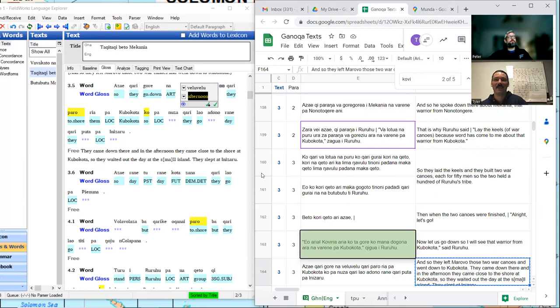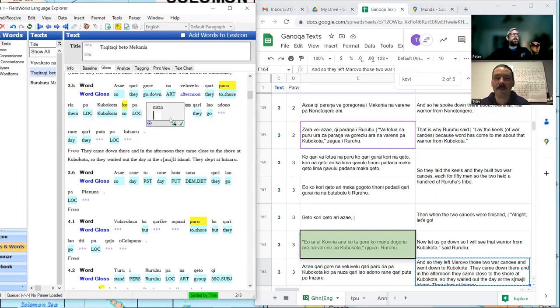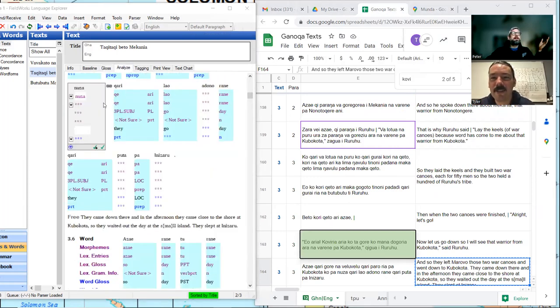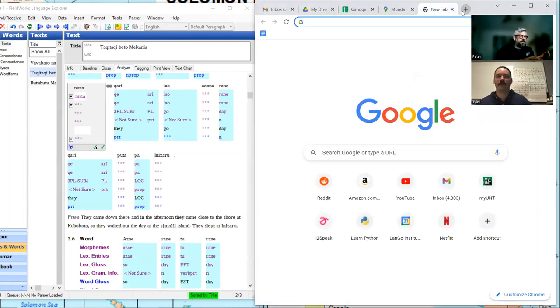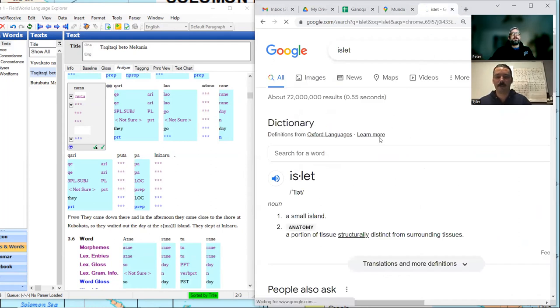So, let us get back to the text, though, as fun as that is. Nusa, I'm down to call it islet. Let's Google what islet means real quick. If you insist. Okay, islet it is.